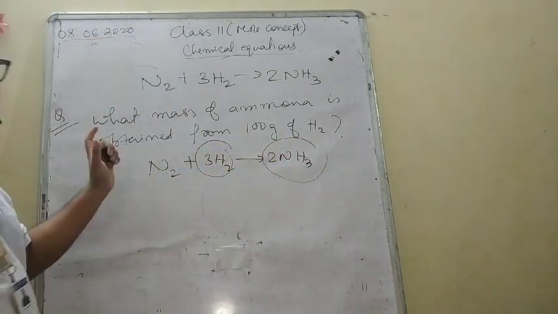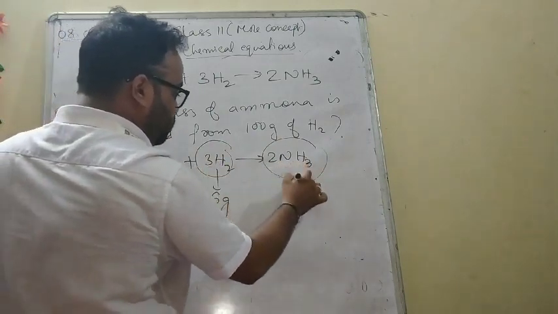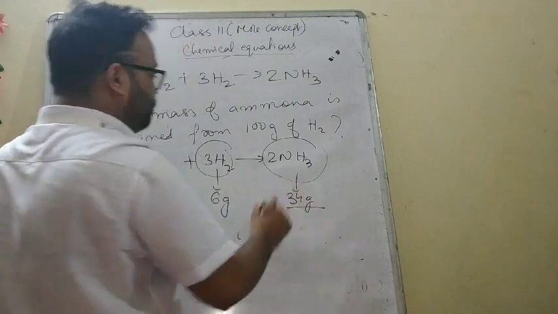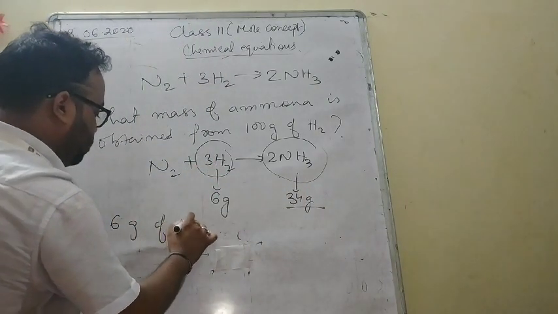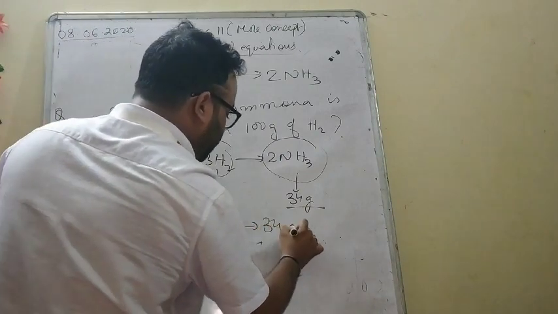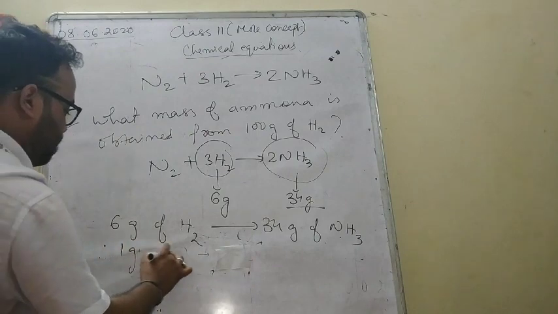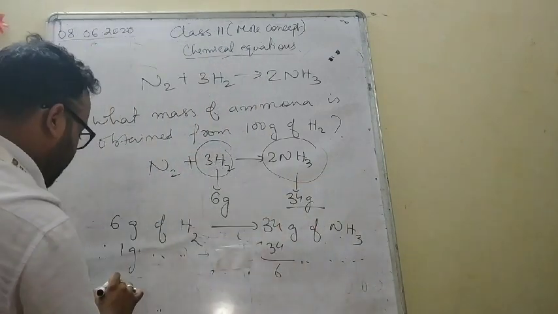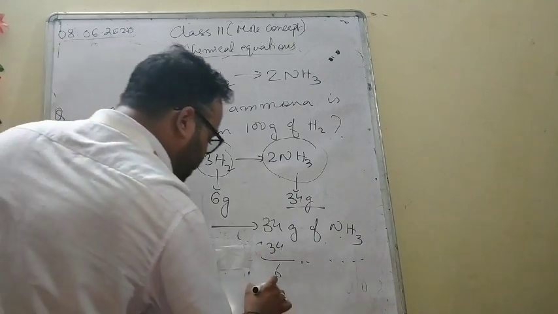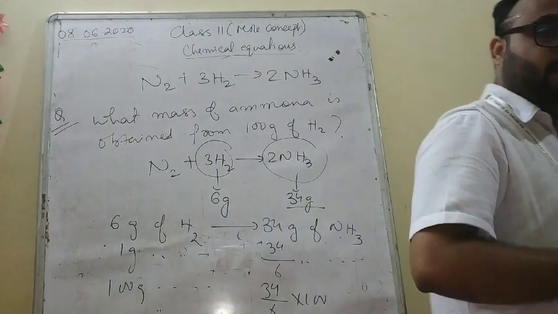So these two are not required. You don't need them. Write the original one. So 3 into 2 is 6 gram and this is 34 gram. So 6 gram of hydrogen gives 34 gram of ammonia. Therefore 1 gram of hydrogen gives 34 by 6 gram of ammonia. Therefore 100 gram of hydrogen gives 34 by 6 into 100 gram of ammonia.